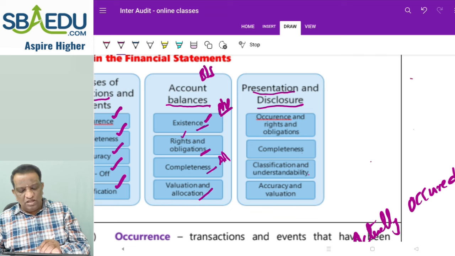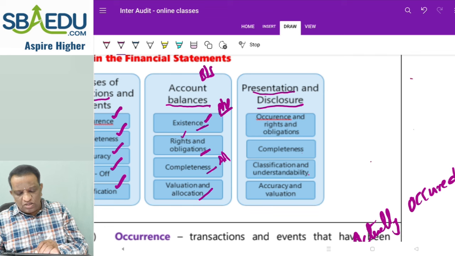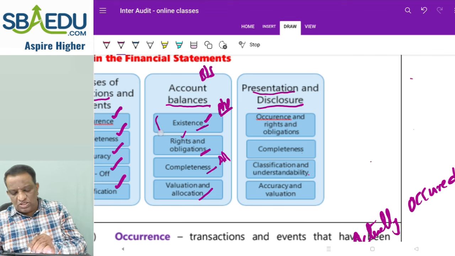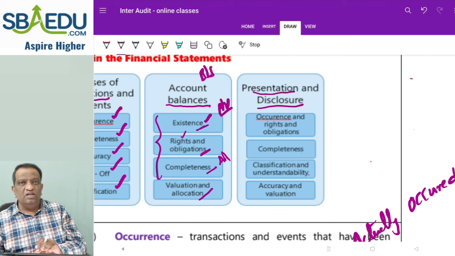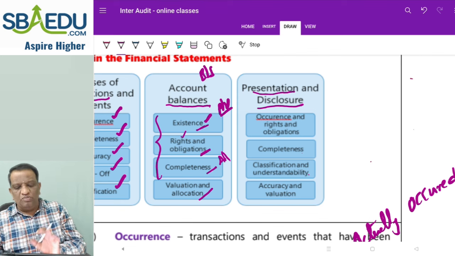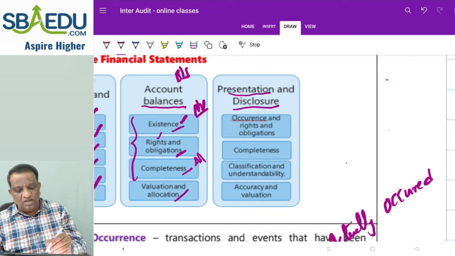And the valuation. In accordance with your accounting standards, you know that for the valuation of certain assets, you need to follow the accounting standards. So whether the valuation of those assets has been taken properly in accordance with the guidelines and the accounting standards, that is what valuation is. And these assertions are what an auditor will keep in mind while certifying the account balances, predominantly in the case of the balance sheet. Similarly, when it comes to presentation and disclosures, has a transaction occurred?